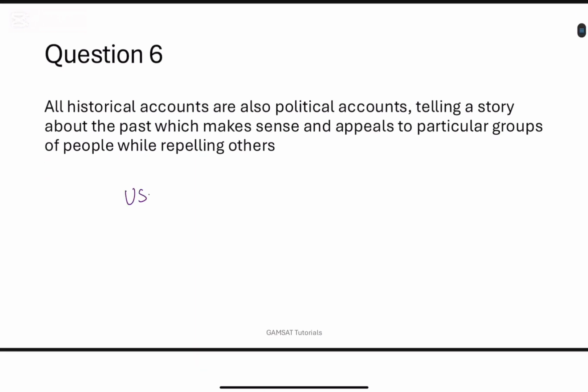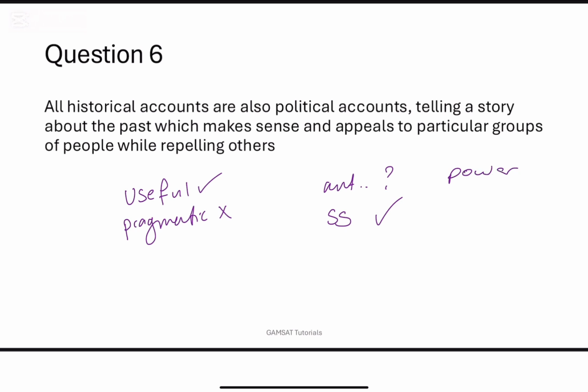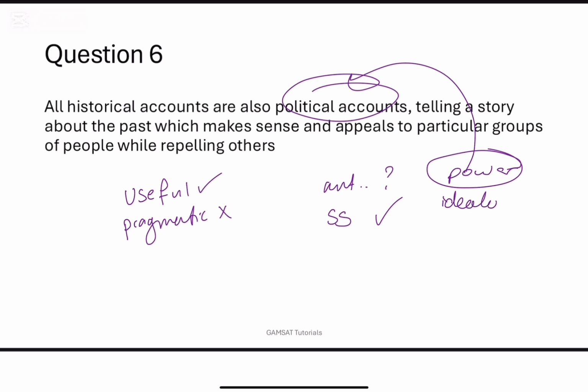useful. Is it useful? It could be useful, political arguments, as it says here. Is it pragmatic, though? No. So we get rid of that. Artificial? Maybe. Self-serving? Yes. C, to do with power and ideology? That's both correct. It's to do with power, because political and power. And ideology? Yes, because it's talking about different groups. So that is correct for the two of them.